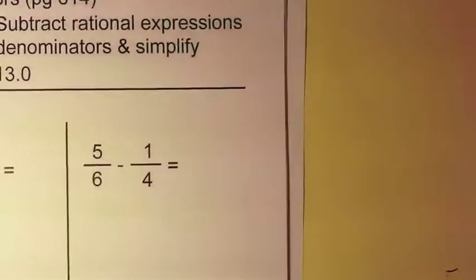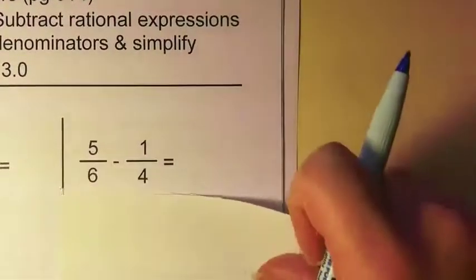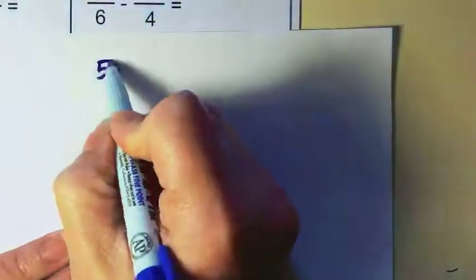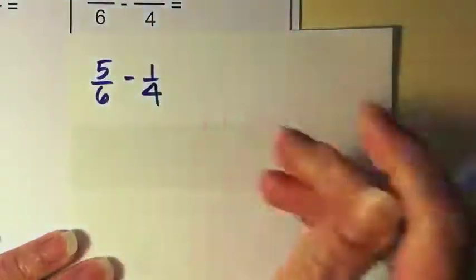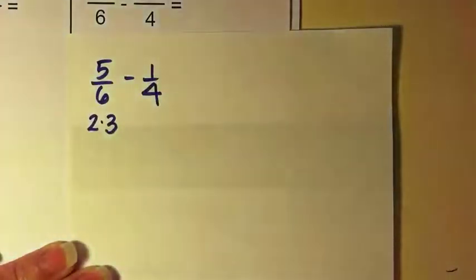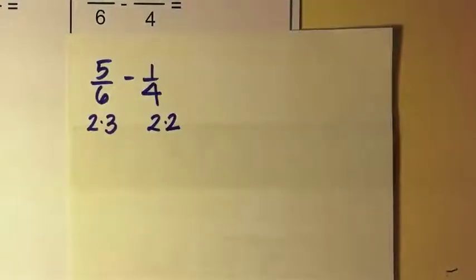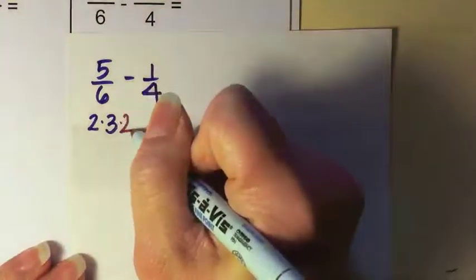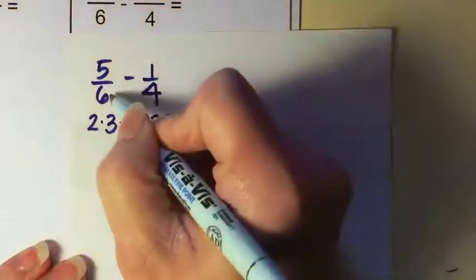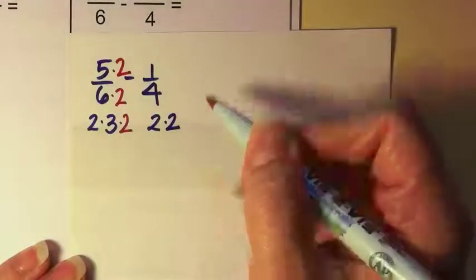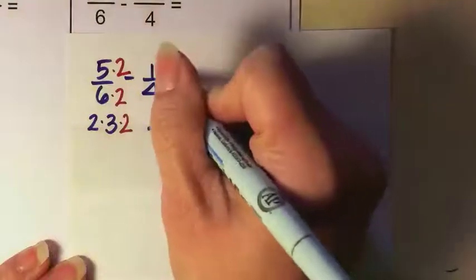So how would you go about doing this problem? Let's go ahead and do it the same way. Okay? So I've got 5/6 minus 1/4. I'm going to go ahead and factor. 6 is 2 times 3. 4 is 2 times 2. Now we've got to swap our factors to make them exactly the same because we need a common denominator. So I'm going to multiply this one by an additional 2 because I need 2 2's. So whatever I do to the bottom, I'm going to have to do to the top. And same thing on this one, I need an additional 3. So whatever I do to the bottom, I'm going to do to the top.